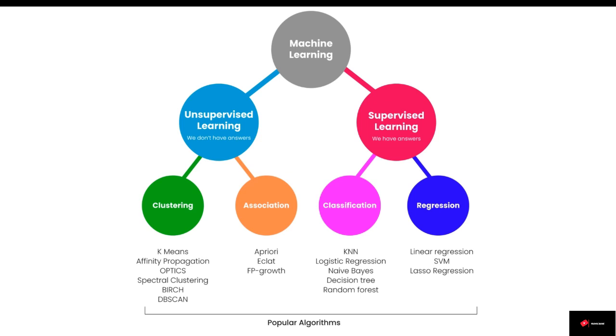For classification problems, the most popular algorithms or statistical models are KNN, logistic regression, naive Bayes, decision tree, and random forest. For regression problems, we can use linear regression, SVM, lasso regression, and a few others. For clustering, the most popular algorithms are k-means, affinity propagation, OPTICS, spectral clustering, BIRCH, and DBSCAN. And for association, we can mention Apriori, ECLAT, and FP-growth.